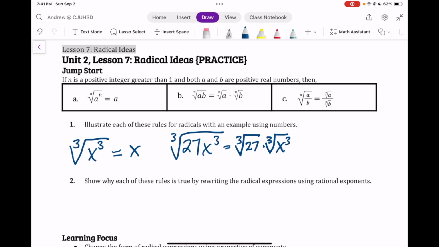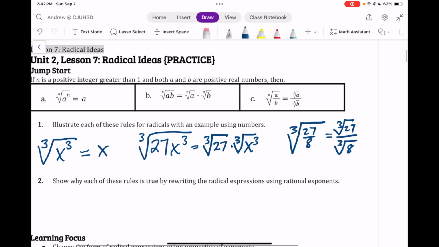And the last one is very similar. It's just a fraction. So an example of that could be, let's say we put 2 numbers in those positions. The cube root of the fraction 27/8 is the same as taking the cube root of 27 and dividing that by the cube root of 8. And the cube root of 27 is 3, and the cube root of 8 is 2.